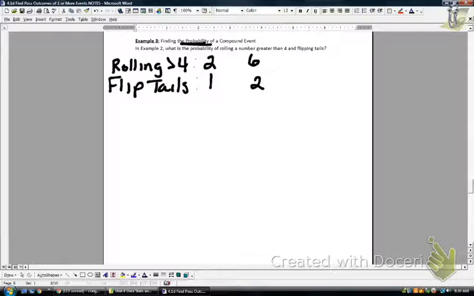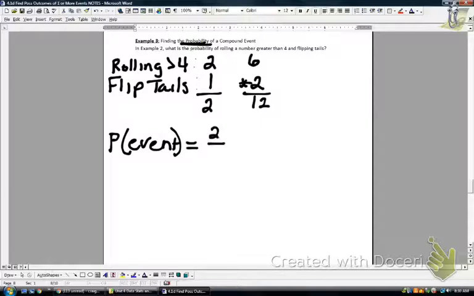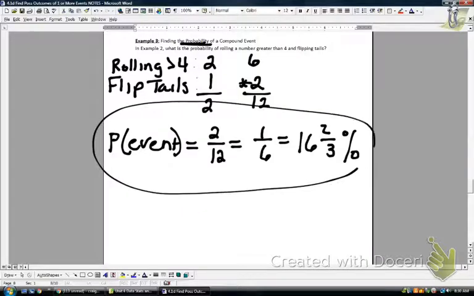So I have to treat these kind of as separate things. The fundamental counting principle says multiply them together. 2 times 1 is 2. 6 times 2 is 12. So the probability of the event rolling a greater than 4 and flipping tails is 2 out of 12, which simplifies to 1 out of 6. And then for our non-mathematicians, that would be 16 2/3%. So there is my answer for that. So notice the work that I have to do to find the probability.